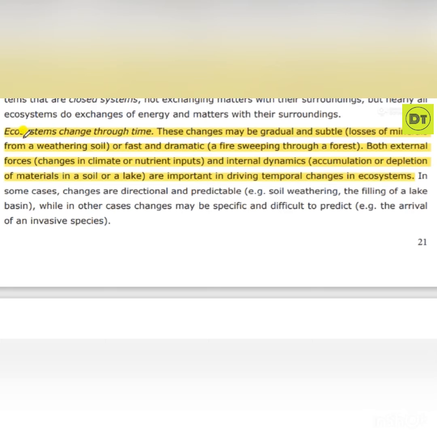Now see this, ecosystems change through time. These changes may be gradual and subtle, like the loss of minerals from a weathering soil. They may be fast and dramatic, just like a fire sweeping through a forest. Both external forces, such as changes in climate or nutrient inputs, and internal dynamics, such as accumulation or depletion of materials in a soil or a lake, are important in driving temporal changes in ecosystems.